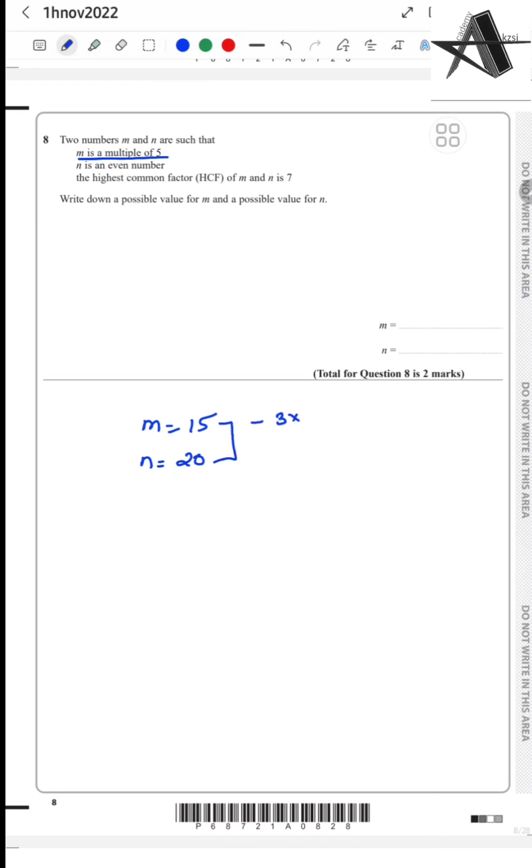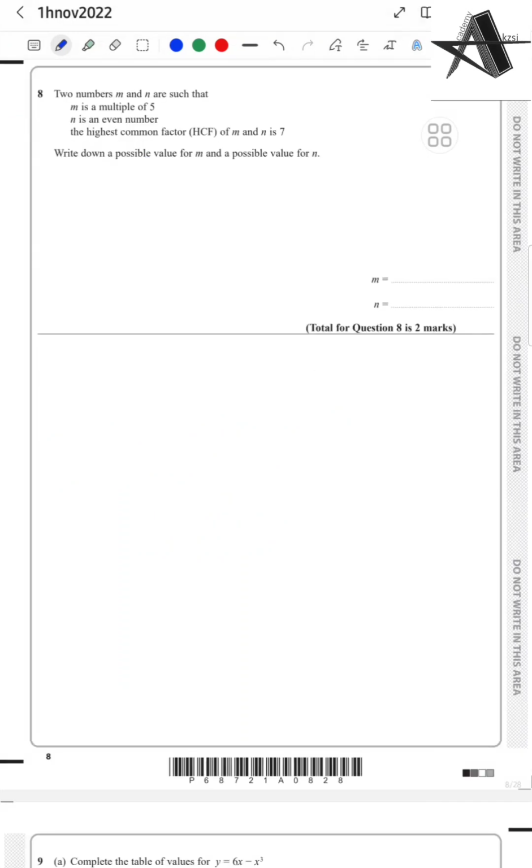What is the HCF of them? 15 is 3 into 5, and 20 is 5 into 4. Clearly HCF is 5. If HCF is 5, that means 15 over 5 is 3 and 20 over 5 is 4. Clearly, it's an important thing that if two numbers have an HCF, they both should be multiples of that HCF. So M is also a multiple of 7.